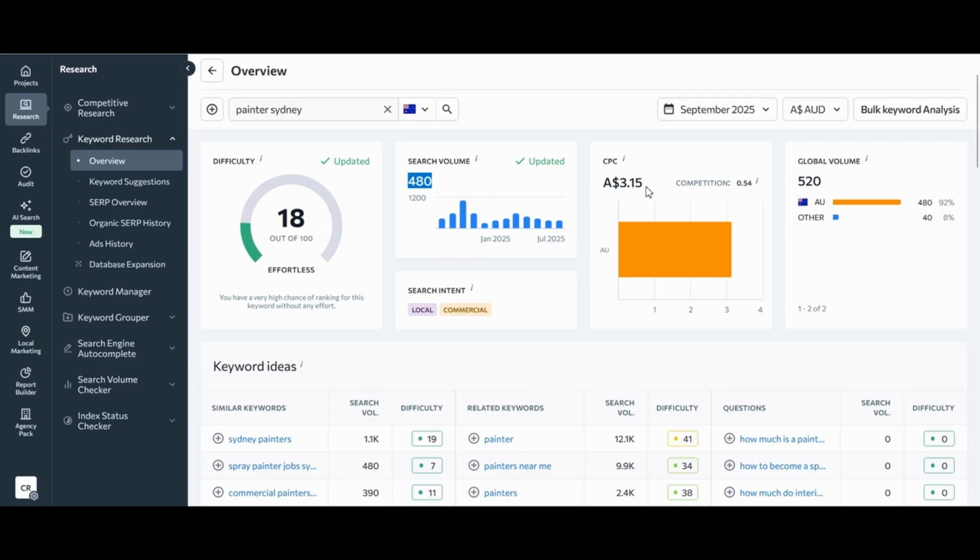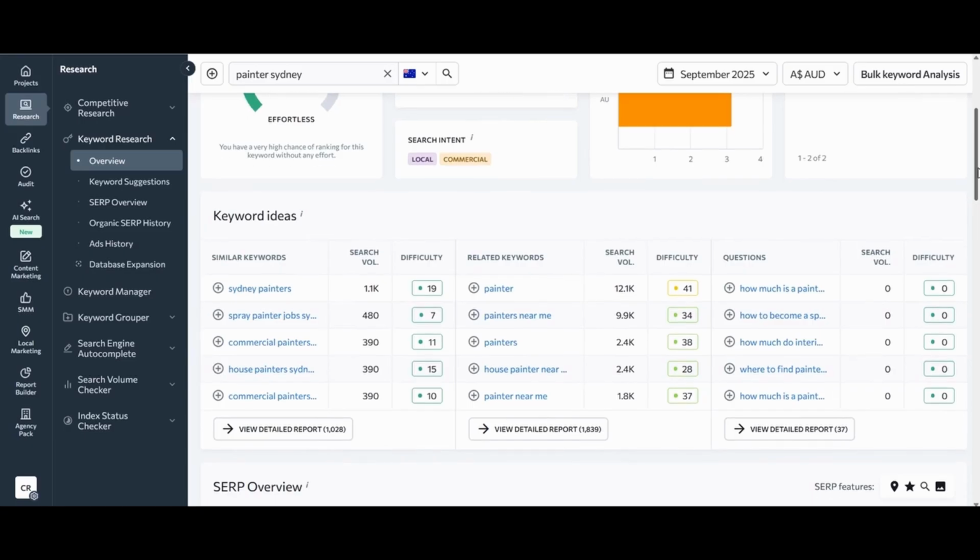With this particular tool, it will also give us a breakdown of what people are paying in Australian dollars per click, or thereabouts, on average if they were to be using Google Ads marketing for that particular keyword. So in this case, Painter Sydney would look like one good option that I may certainly be wanting to optimize.